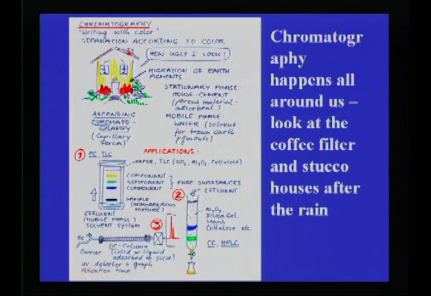So here we have an overview of how chromatography, or the separation of compounds, occurs all around us. This house, for instance, has experienced a lot of rain, and all the muddy components are creeping up the stucco of the house. So this is a very crude type of chromatography, not very valuable for analytical purposes. But chemists or scientists have noticed this phenomenon and then worked it out into a really important technique.